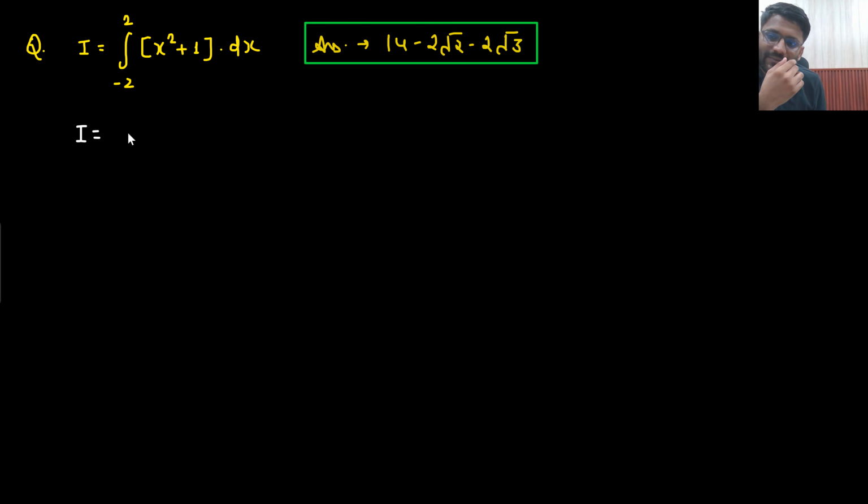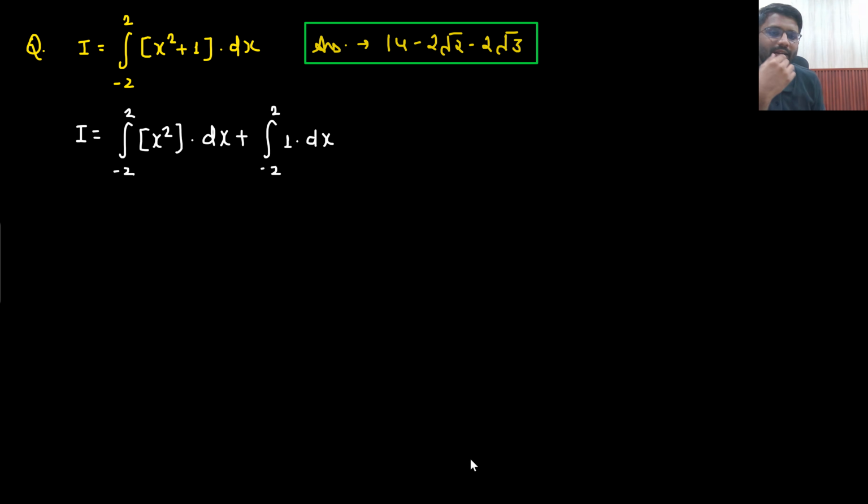So I equals integral from minus 2 to 2 of mod of x square dx plus integral from minus 2 to 2 of 1 dx, right? Because I can take it separately. Now x is going between minus 2 to 2, so x square would go from 0 to 4.